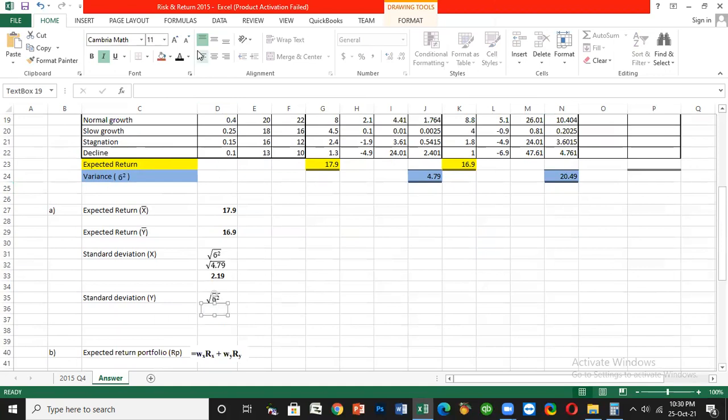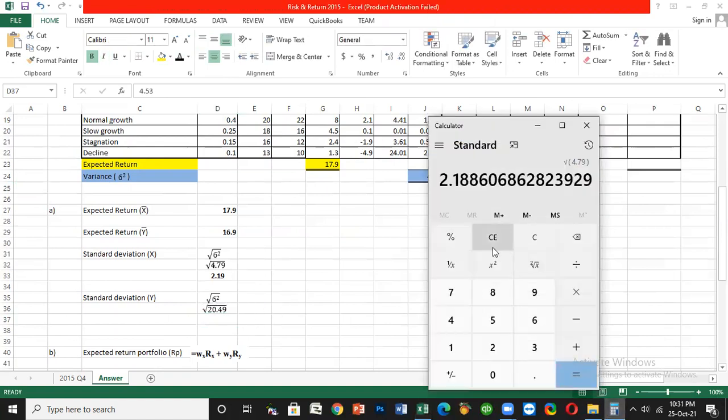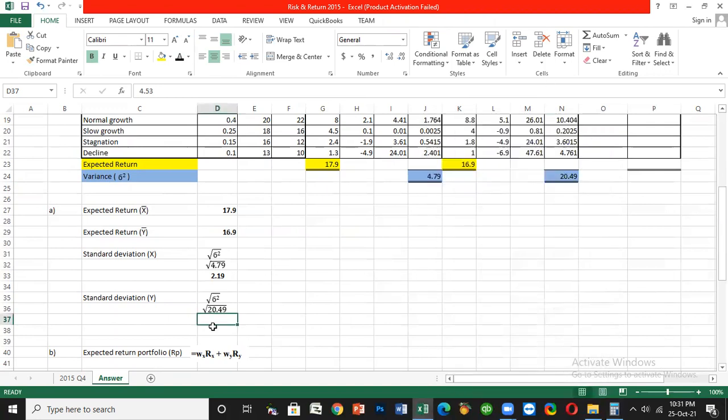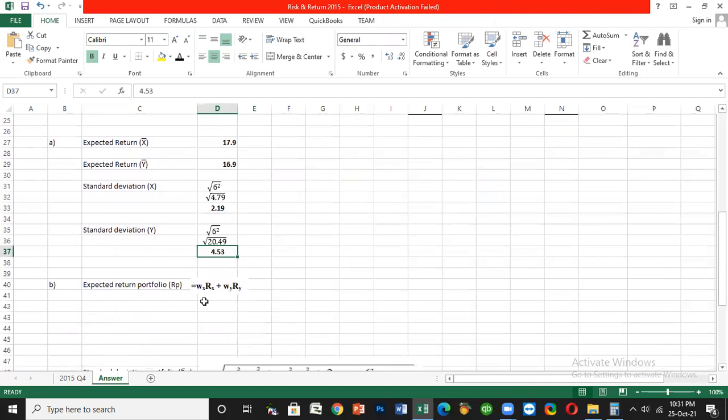So the square root of 20.49 is the standard deviation of y. Let's see. The square root of 20.49 is 4.53. So 4.53 is the standard deviation of y. So A part is over.